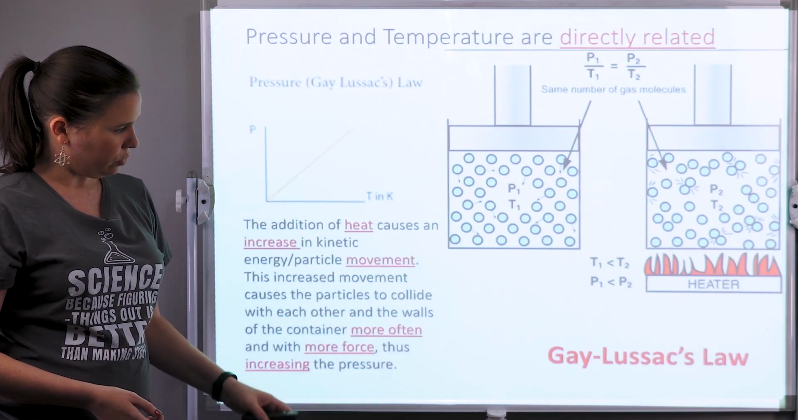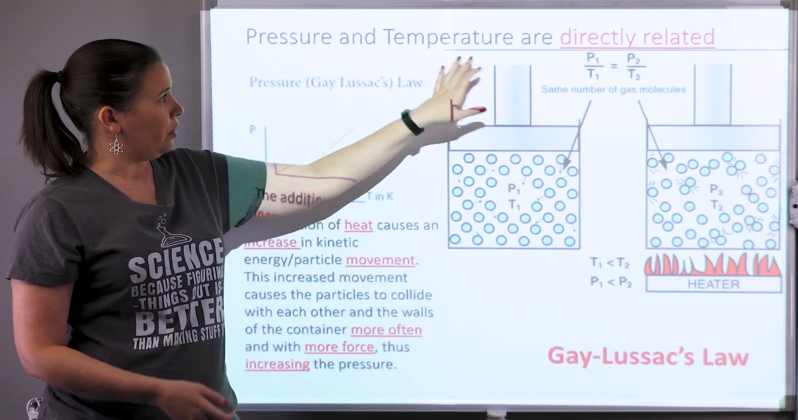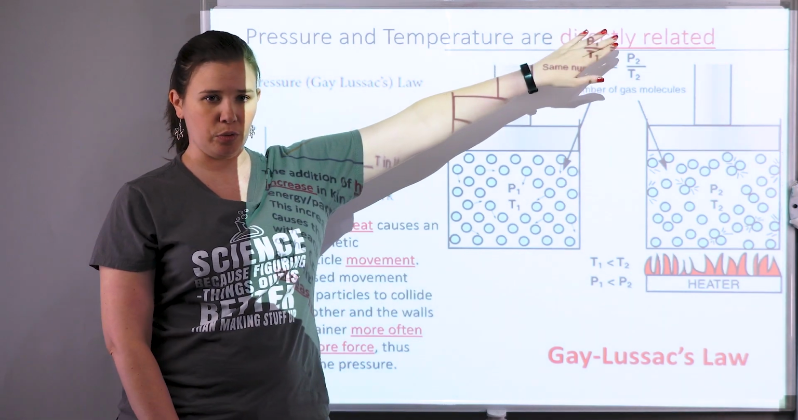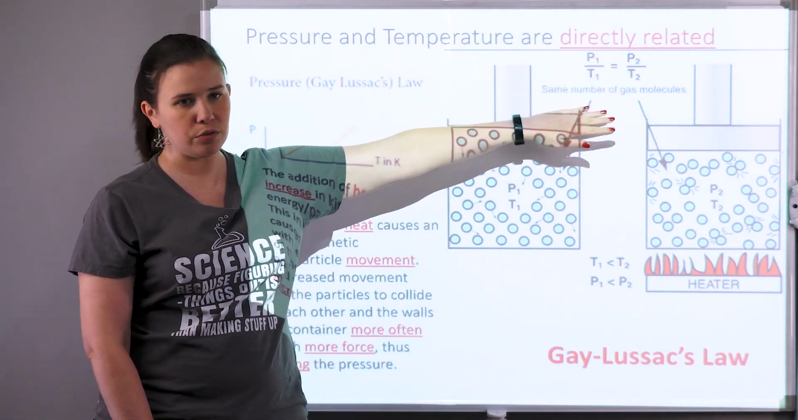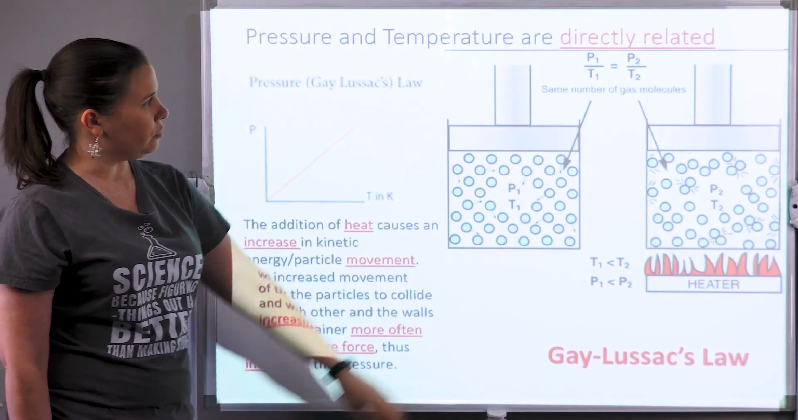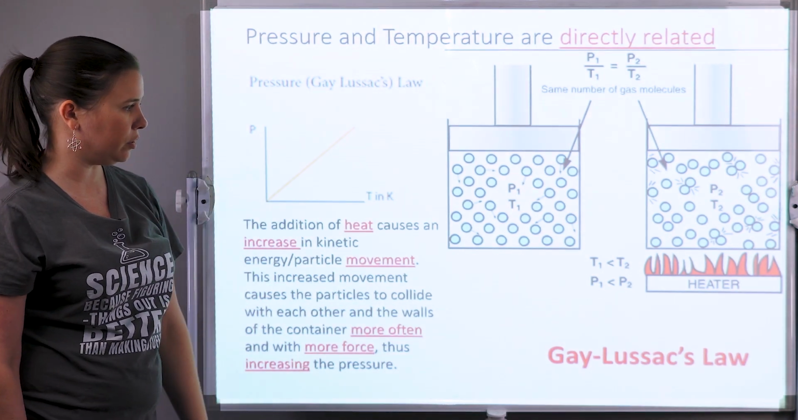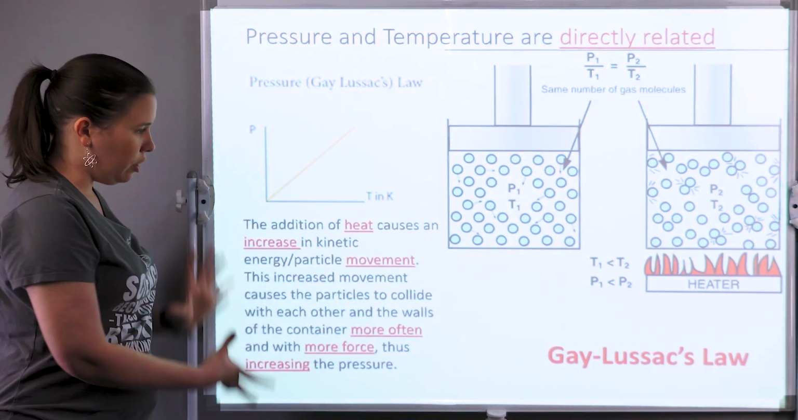Now let's look at Gay-Lussac's law. This was the one that related pressure and temperature as a direct proportion. And so the formula just simply shows, like any other type of direct proportion, P1 over T1 equals P2 over T2, or vice versa, as long as you have it set up like a proportion. Now let's talk about why.